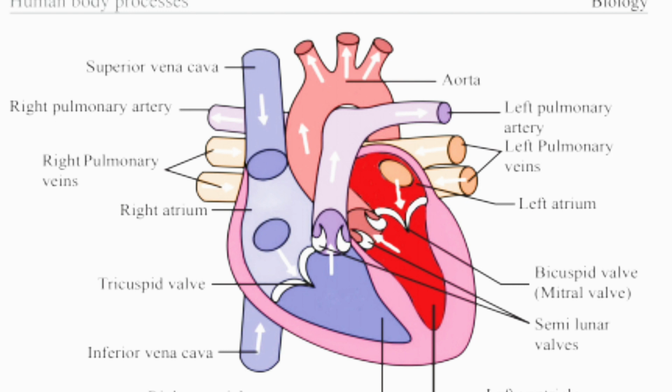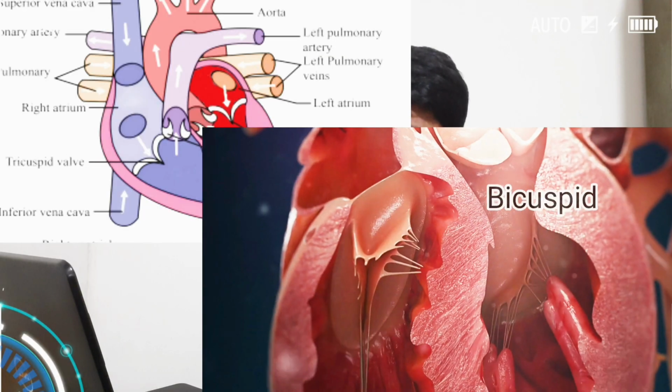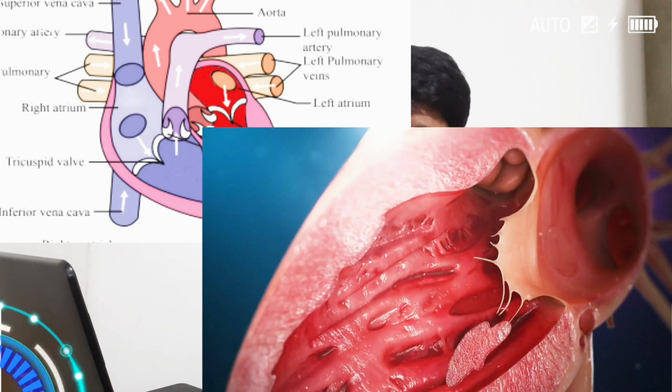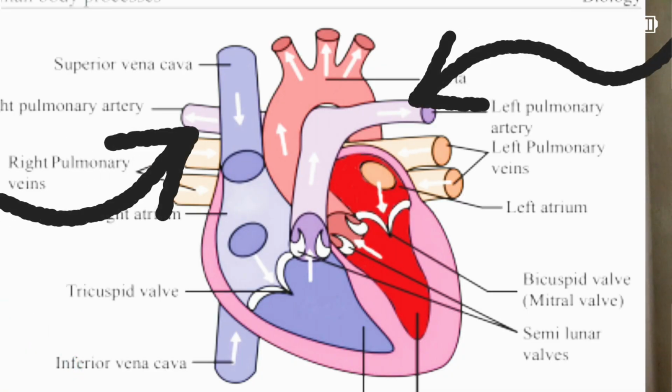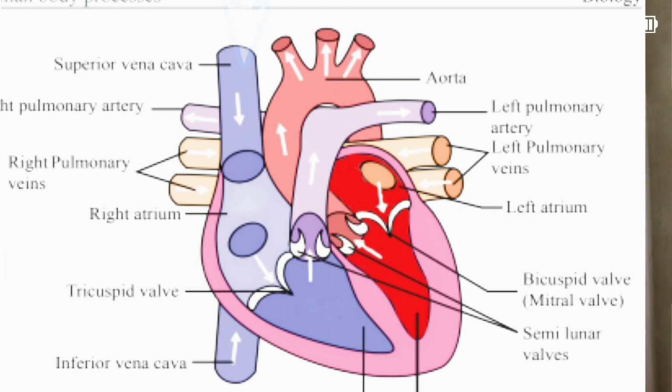Okay, here, first we need to talk about the structure of the human heart. Take a look. The human heart is mainly divided into four main parts: right atrium, right ventricle, left atrium, and left ventricle. Also, there are four valves associated with this organ: the bicuspid valve, the tricuspid valve, and two semilunar valves. Also, the aorta, right and left pulmonary arteries, right and left pulmonary veins, and superior and inferior vena cava are the main parts of the human heart.